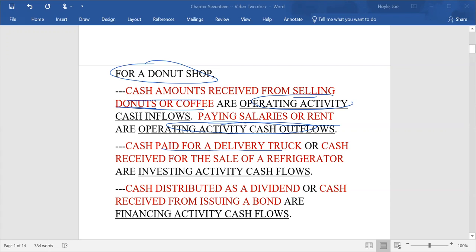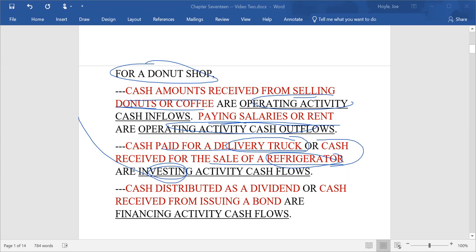Secondly, if we paid for a delivery truck, maybe we have a truck to deliver our donuts to customers, or we receive money because we sell a refrigerator. We have a refrigerator we don't need and we sell it. Neither of those two events are part of operating activities. They don't happen on a day-to-day basis. They are not in dealing with a customer, and they're not part of delivering goods or services. They are not operating. In each case, they involve an asset, either a truck in the first case or a refrigerator in the second case. Therefore, they are viewed as investing activities to separate them from operating activities.